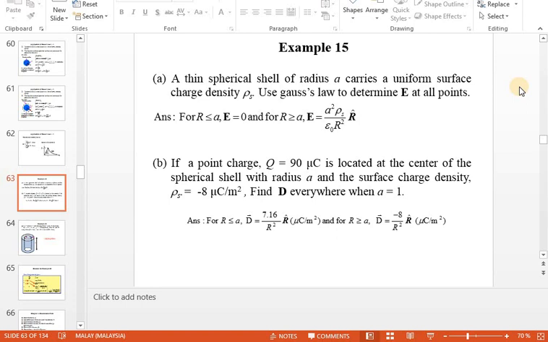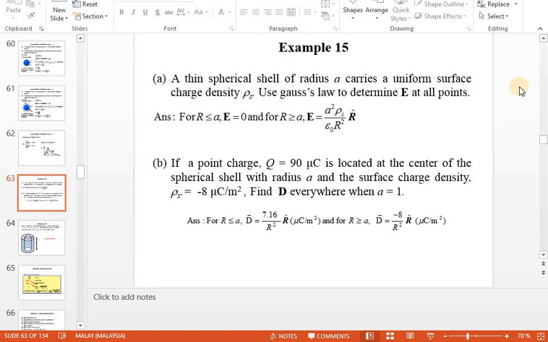When you use this formula, R less than A, E is equal to 0. Can you use this one? No. Why? Because you have one more thing up here, the point charge. But can you use this one? Yes. Can you try to draw this structure out? We'll do it together for this question.